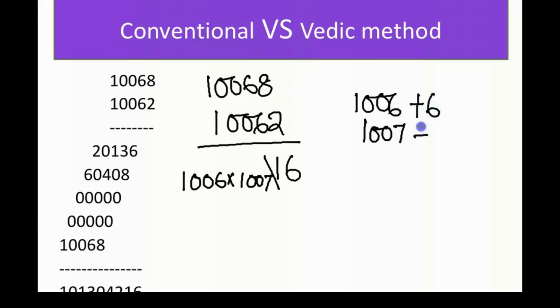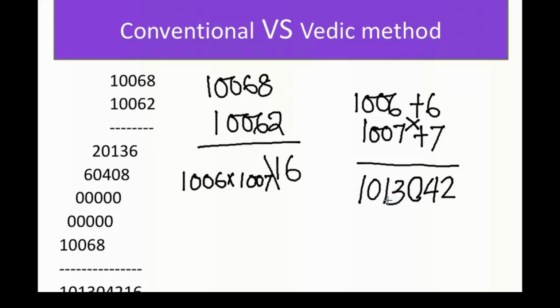How much time is it saving with 10,068 and 10,062? Before applying the formula, we should check if it satisfies our criteria. 8 and 2 add up to 10, which are the unit place numbers, and the remaining numbers remain the same. That is 1006 and here also 1006. So yes, it fits our criteria. Let's find out how to do it.